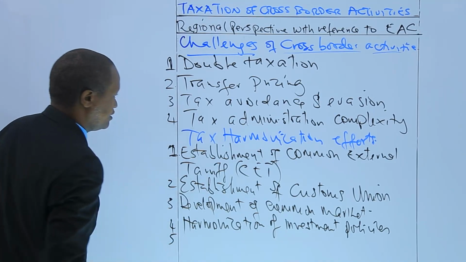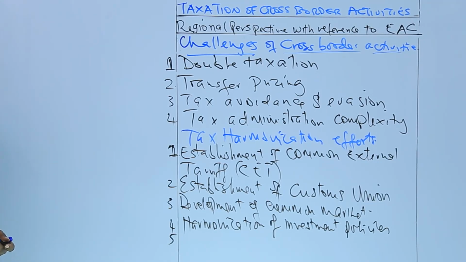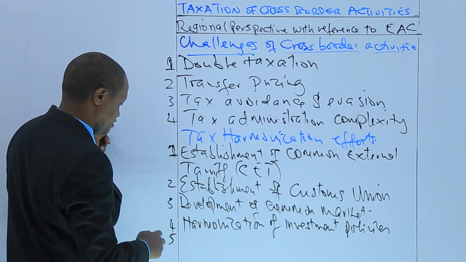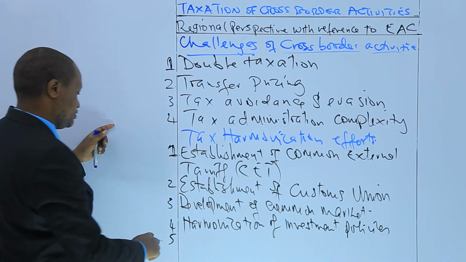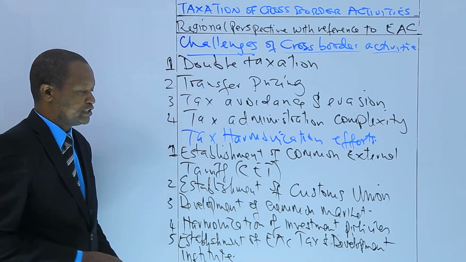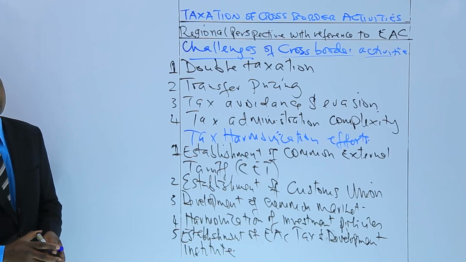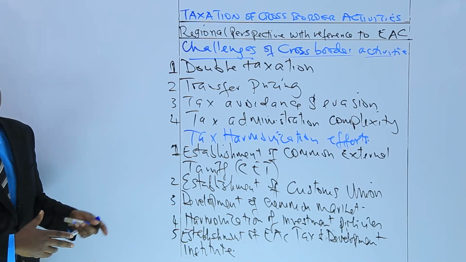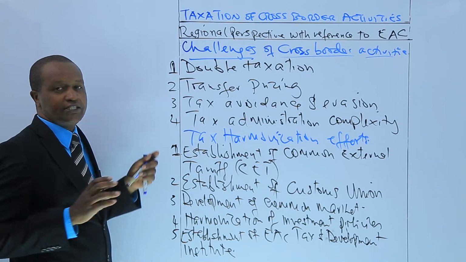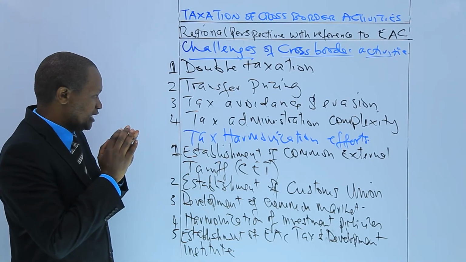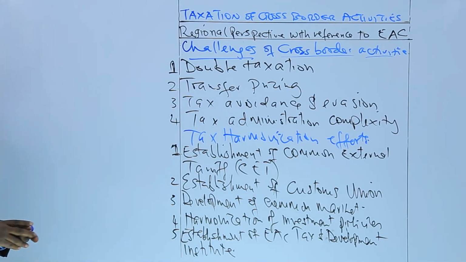The 5th point is the establishment of the East African Tax and Development Institute. Now, the East African Tax and Development Institute provides technical assistance and capacity building to East African Community member states in tax policy and administration.